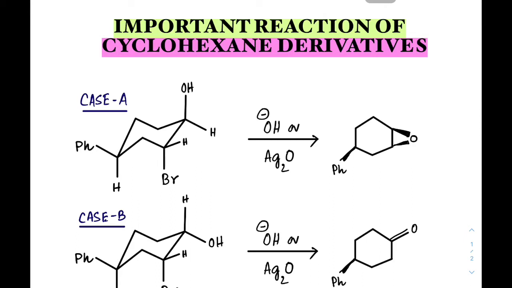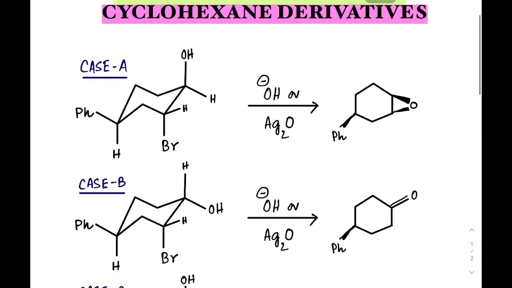Today we will discuss the important reaction of cyclohexane derivatives, and you can say this is the second part of NGP type reaction. Okay, so there are four cases. Case A, where OH and bromine are in anti position and both are axial.